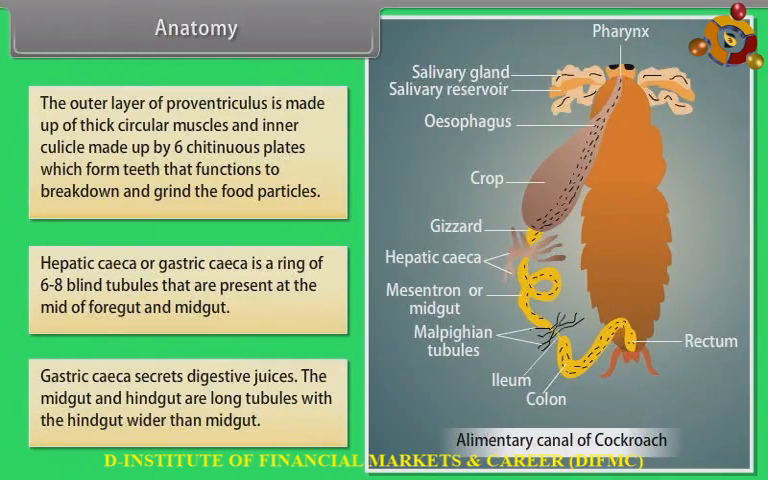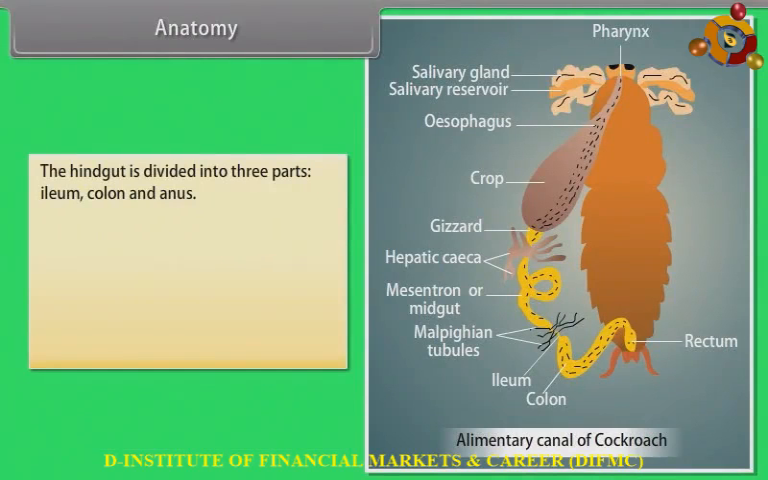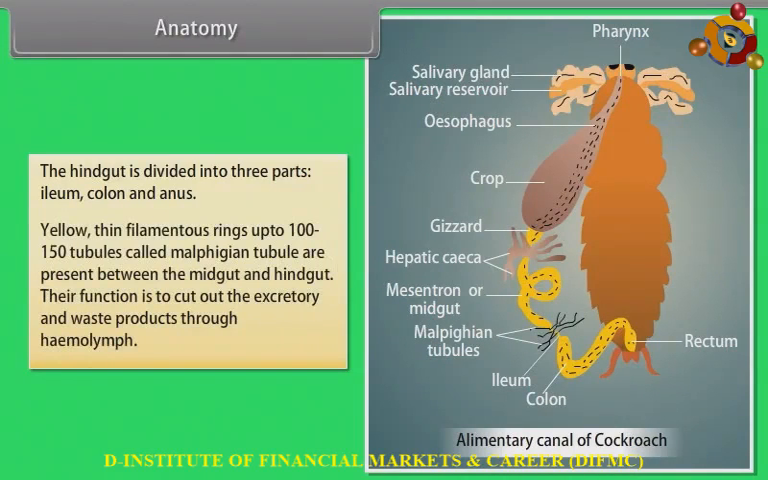The midgut and hindgut are long tubules, with the hindgut wider than the midgut. The hindgut is divided into 3 parts: ileum, colon, and rectum. Yellow, thin filamentous rings of 100 to 150 tubules called Malpighian tubules are present between the midgut and hindgut. Their function is to remove excretory and waste products from the hemolymph.